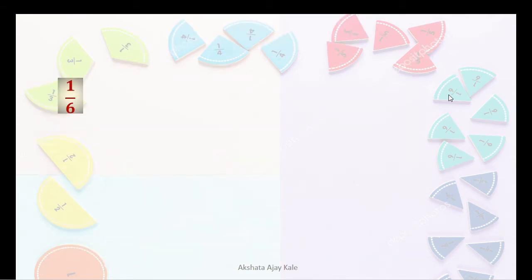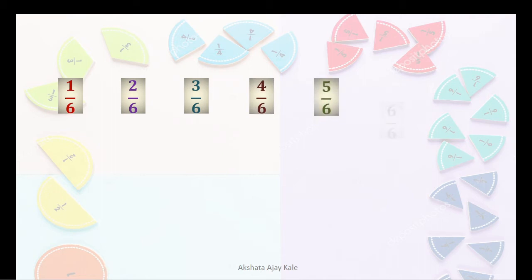Now 1 upon 6 and 2 upon 6. You have to remember the shaded color. Come on, tell me which is bigger. Which fraction shows more shaded color? Yes, very good. 2 upon 6. Correct? Here also we will write all these.